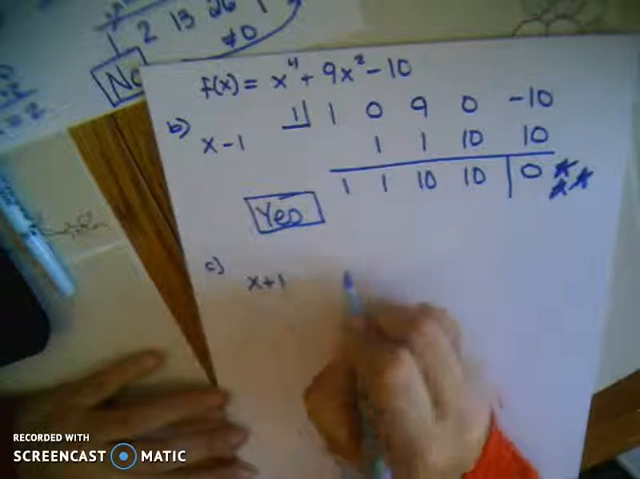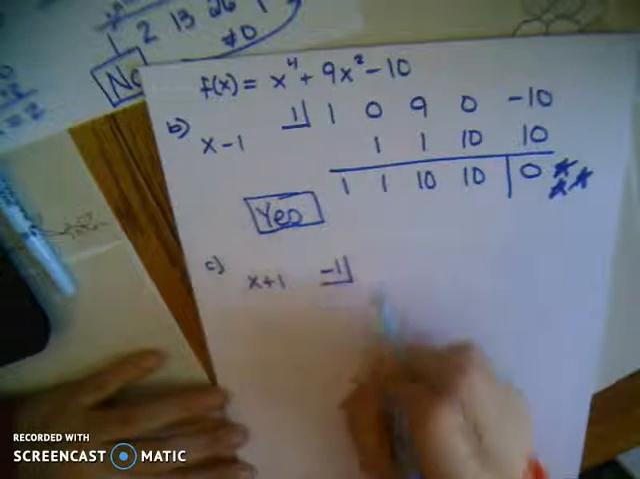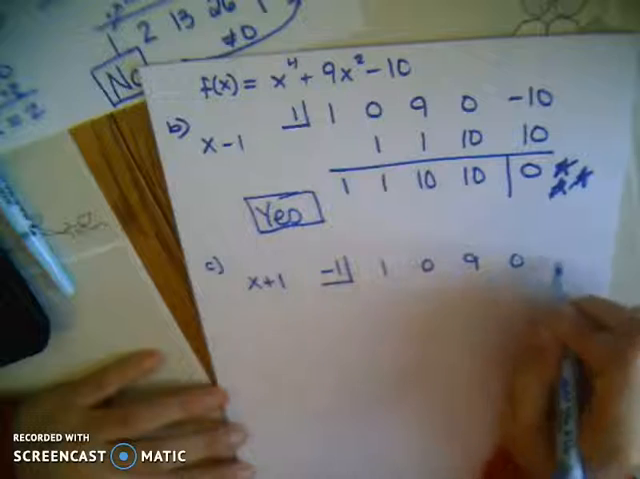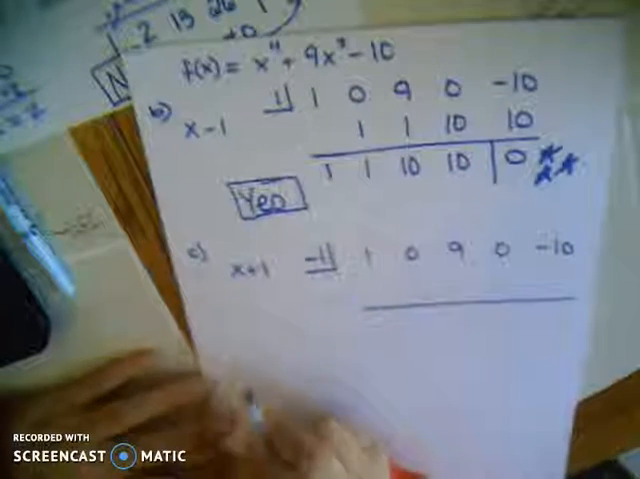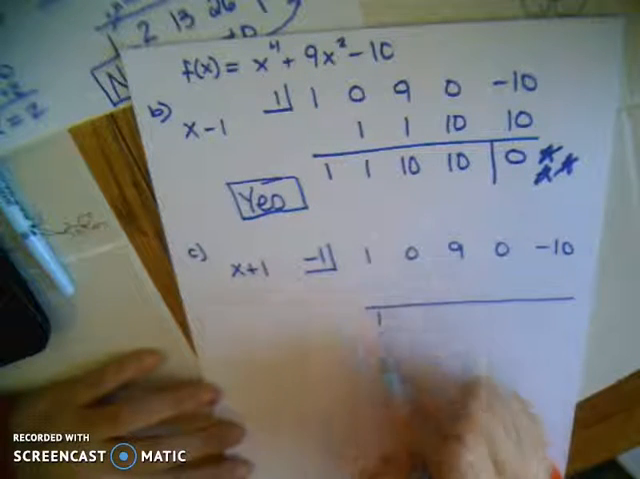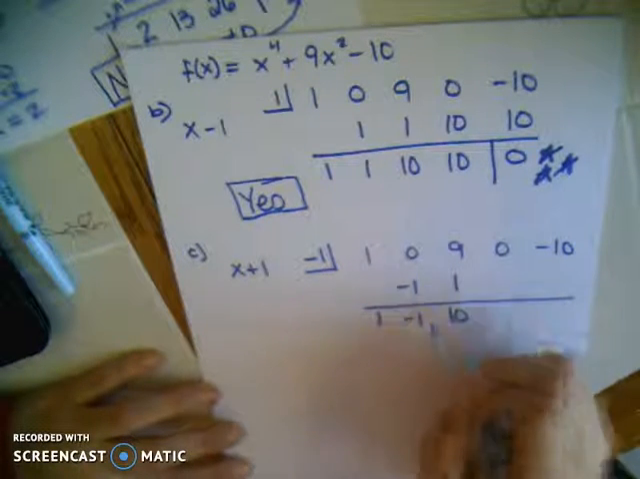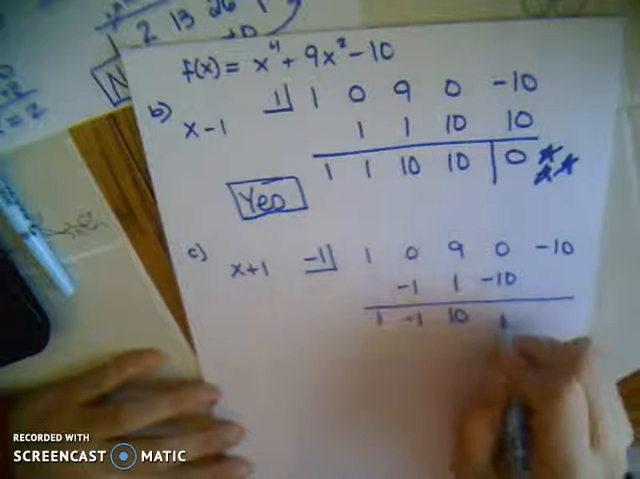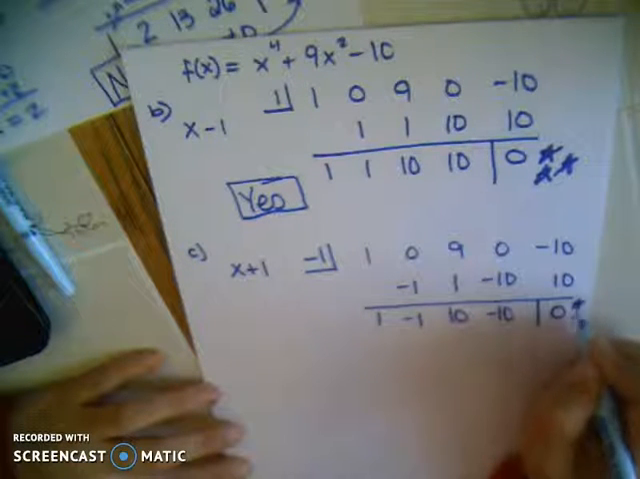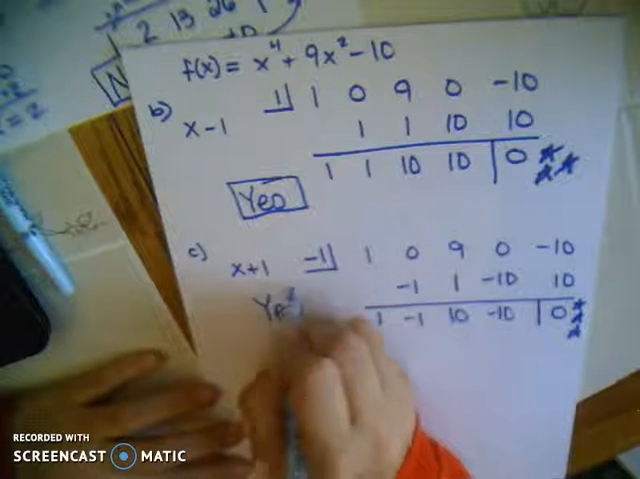So I'm going to pull the opposite sign of that out, and I'm going to be checking negative 1. This is the number I'm going to use to help me multiply every time. Same coefficients right now. 1, 0, 9, 0, negative 10. I want to know if x plus 1 is a factor for this polynomial. First number straight down, and then we multiply, add, multiply, add, multiply, add, multiply, add. We found another one. Awesome. We have found 2 factors for this polynomial. X plus 1 is also a factor.